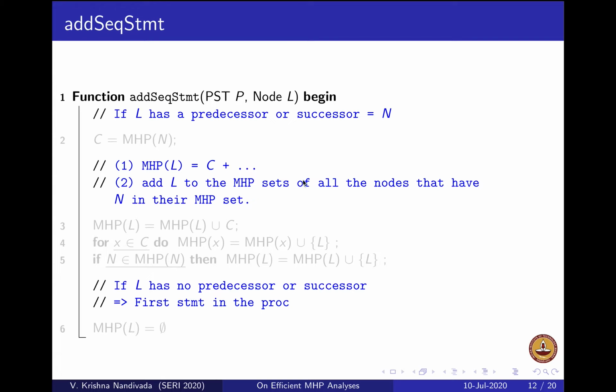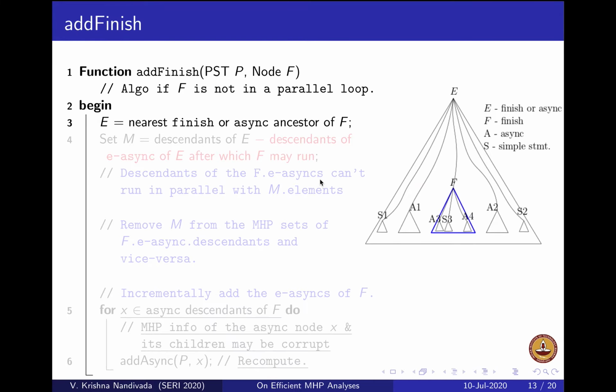Let us now look at one more statement that we may add, which is a finish statement. This is slightly more involved. Okay? Here I have a PST. In this PST I have statements like S1, S2, S3, etc., which are simple statements. A1, A2, A3, A4 are asyncs, and F is the finish statement that I am adding. Say E is the nearest surrounding finish or async ancestor of F. Before adding F, I had statements like A2, A4, which are asyncs. These may run in parallel with the statements that may come after F, right?